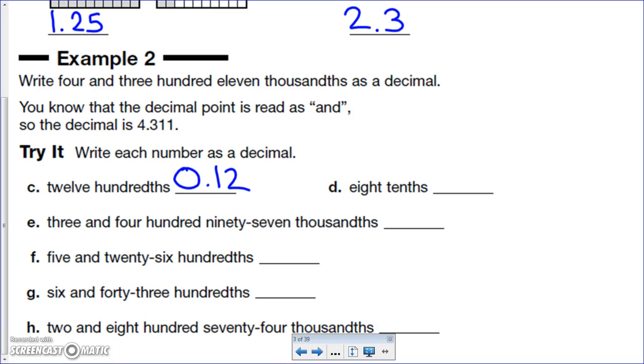For D, it's the same thing. We have 8 tenths. We don't have an and, so we know it's less than 1. So we know it's going to be a 0, a decimal point, and then an 8 in the tenths position.